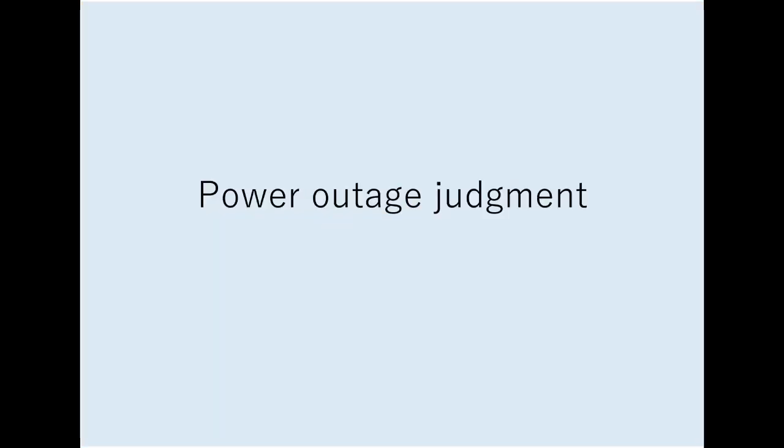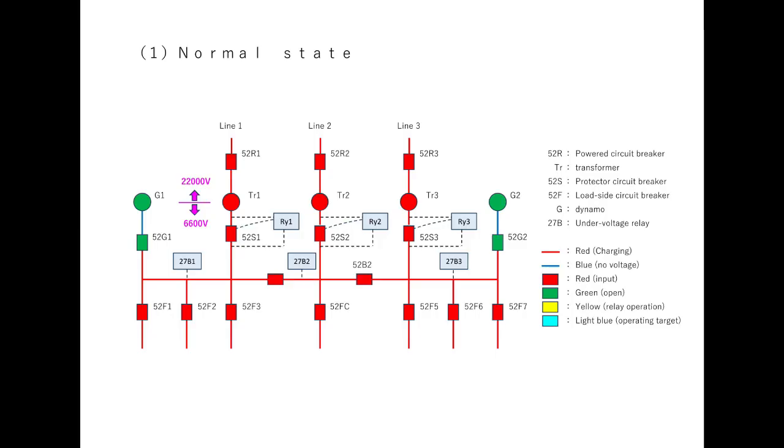Power outage determination. The three-line spot network power reception method receives power from the power company over three lines. Normally, a power outage sequence begins when two lines detect a power outage. This time, we will explain the procedure for creating a simulated two-line power outage by manually stopping line 2 first.